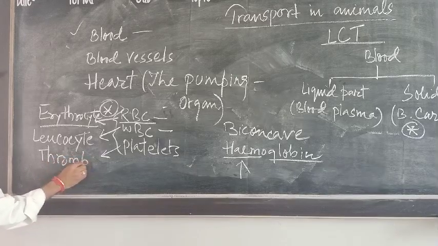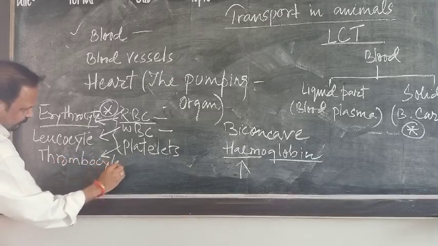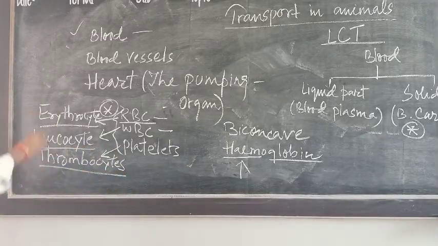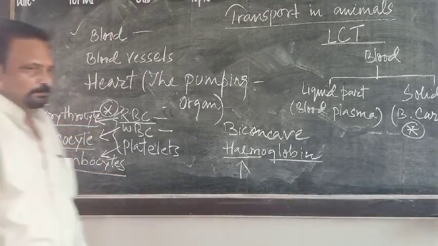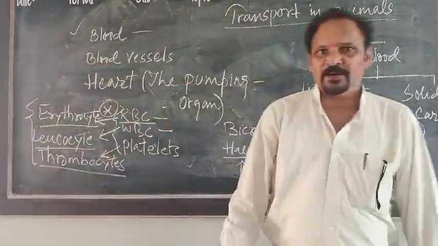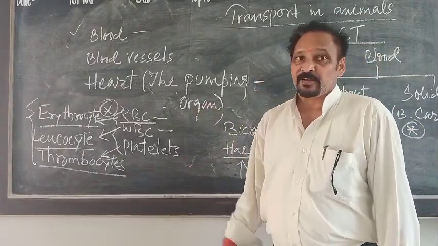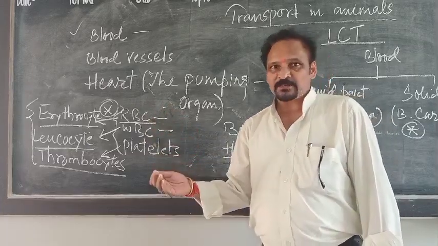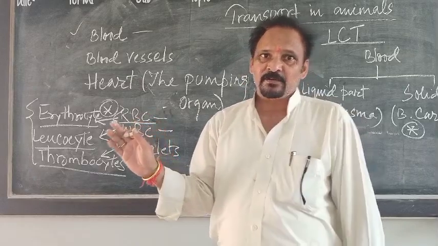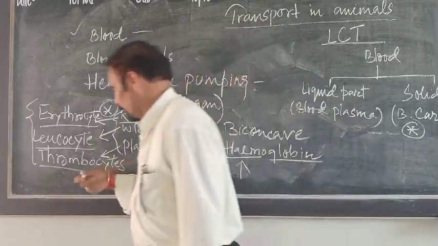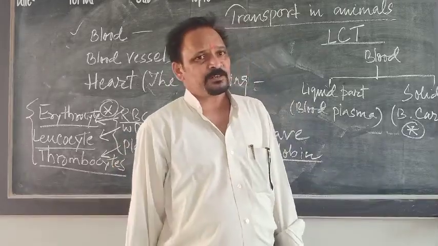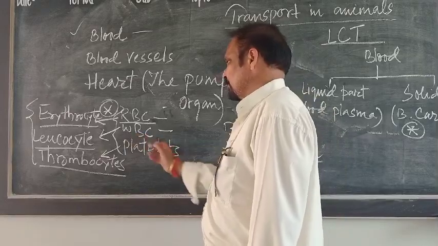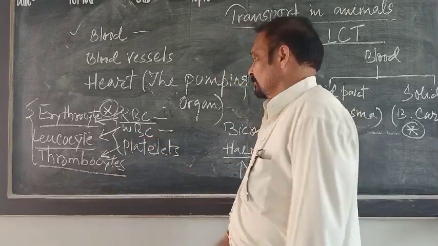So students, write all these two types of names of these solid parts of blood, RBC, WBC and platelet, and memorize them, learn them, because these are very important terms. Erythrocyte is another name of RBC. Leukocyte is another name of WBC, and thrombocyte is another name of what? Platelets.